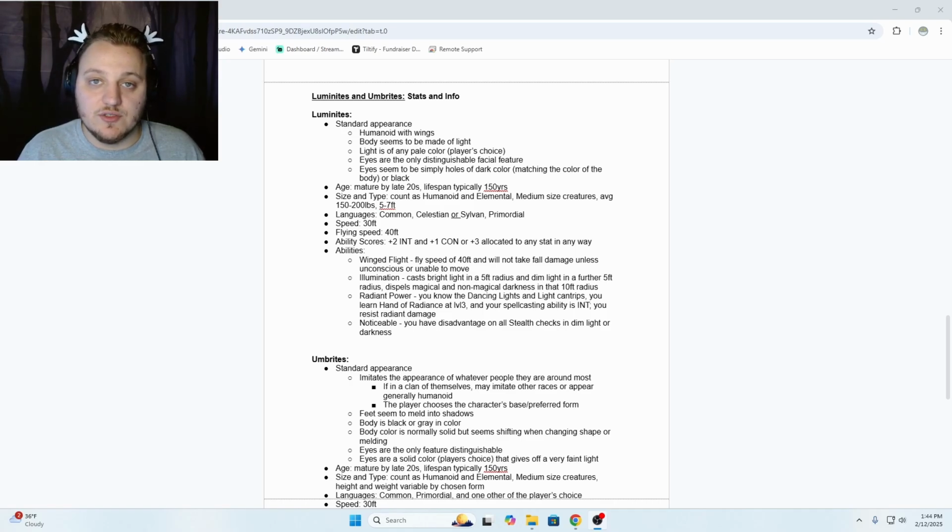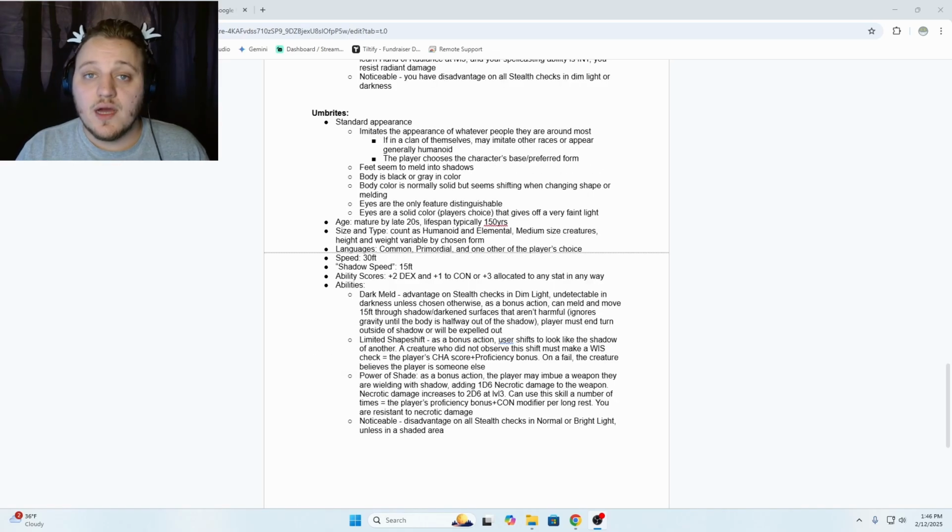Both of the races, the Luminites and Umbrites, have positive traits, but also one negative trait that fits with their kind of morphology. The Umbrites' appearance imitates the appearance of whatever people they're around most. So if they're around orcs, they'll look more like orcs. If they're around Tabaxi, they'll look like Tabaxi, Lokatha, Grung, so on and so forth. However, if they're in a clan of themselves, they may imitate other races or appear just generally humanoid. The player chooses the character's base or preferred form.